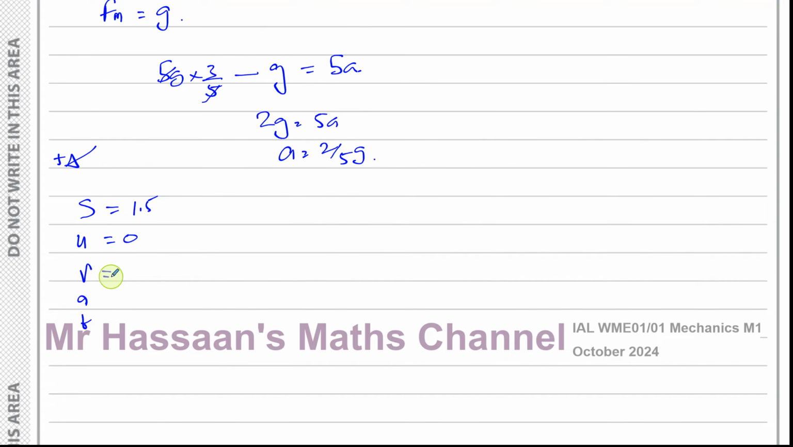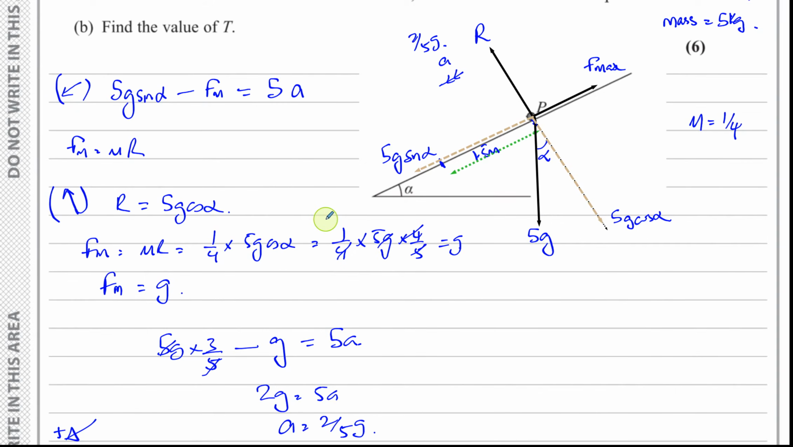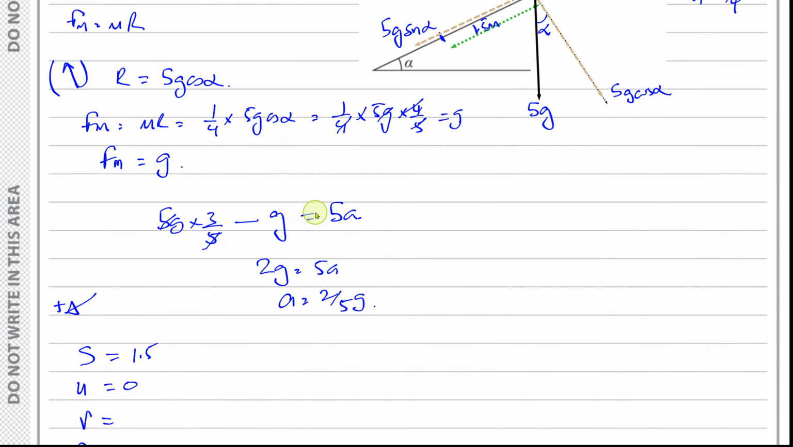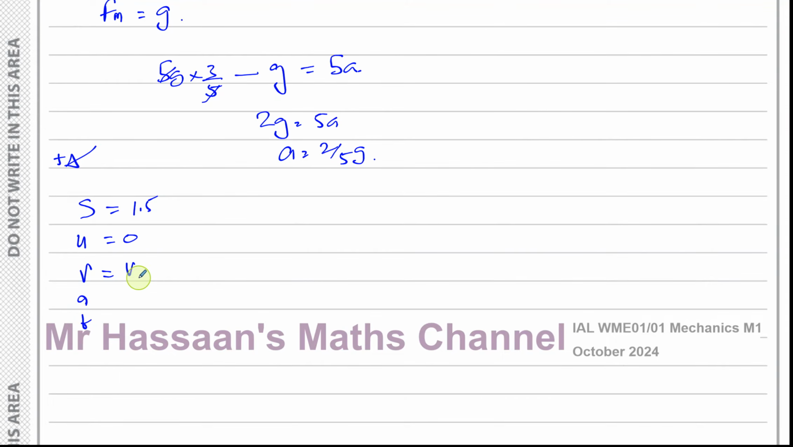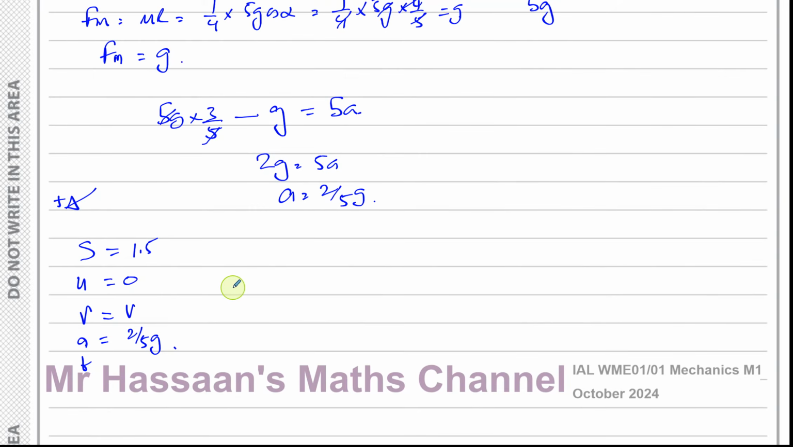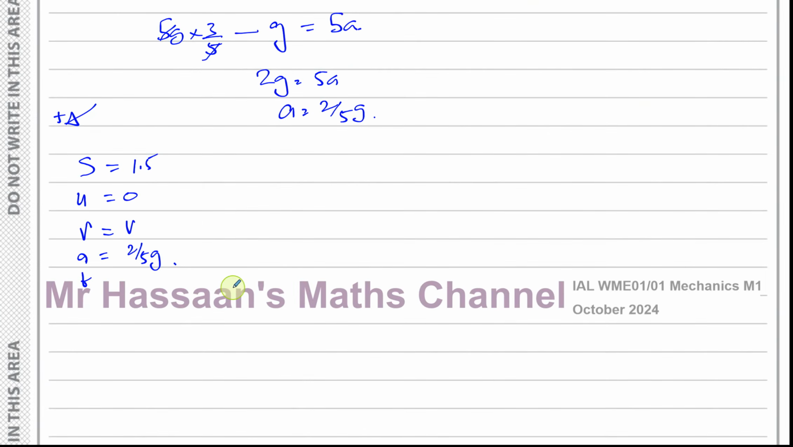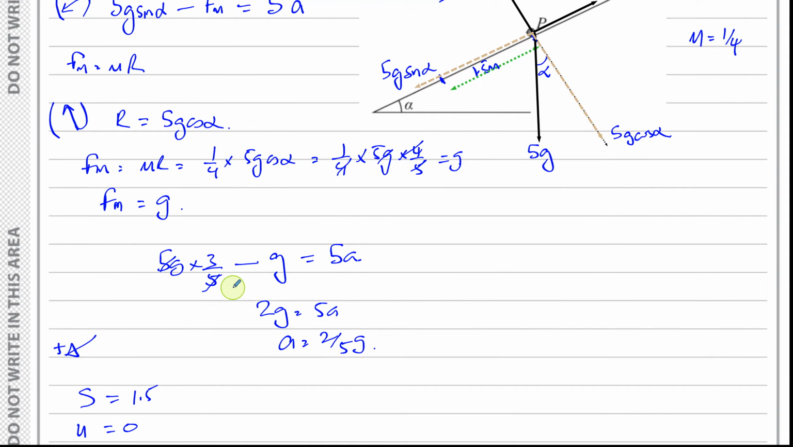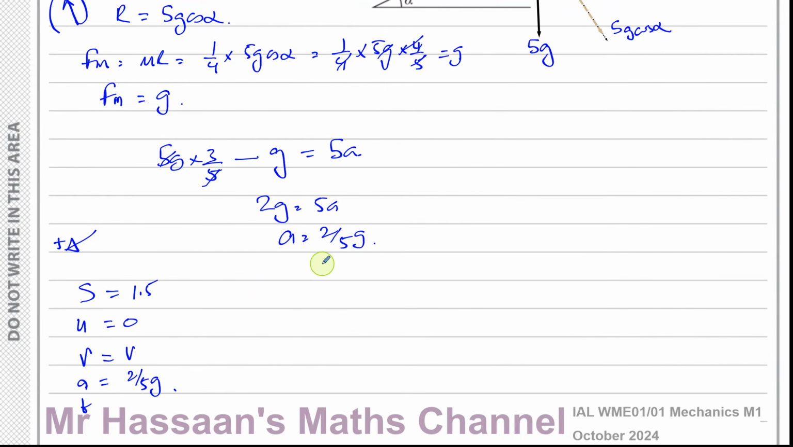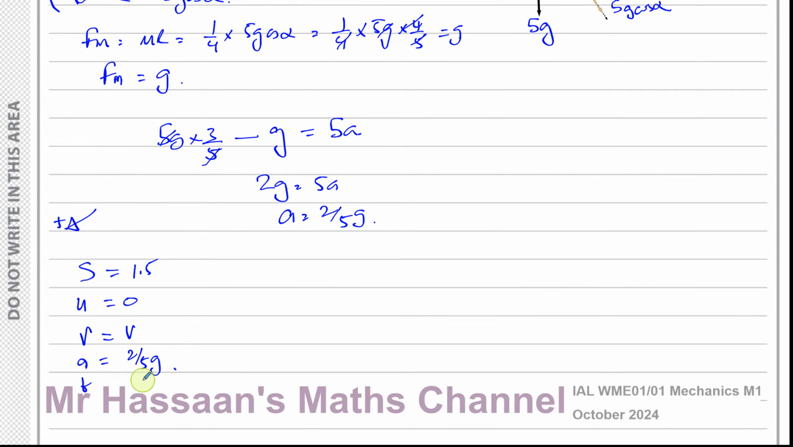And V, do we have to find that? We don't. So we just call it V. A is equal to 2/5 g. That's the acceleration. Do we need anything else? Nope. So there we have all the information we need. We want to find the time.